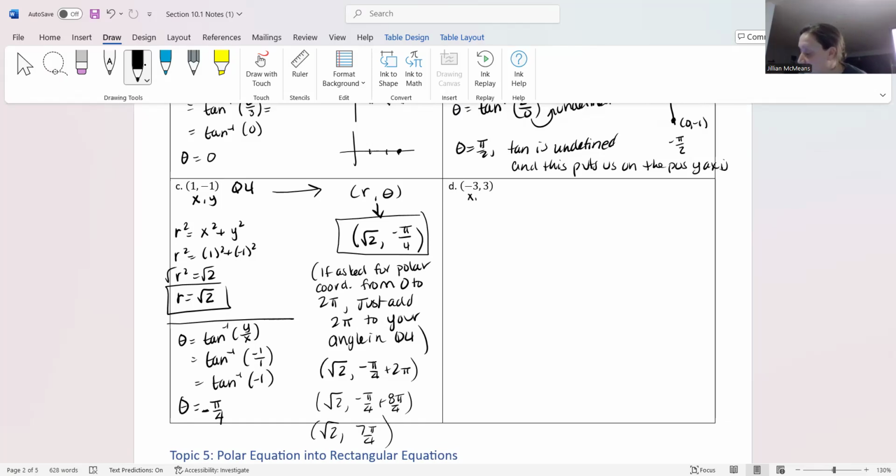So this is x, this is y. This is definitely in which quadrant? Well, we go to the left on the x-axis, then we go up. So this is going to put us in quadrant 2.